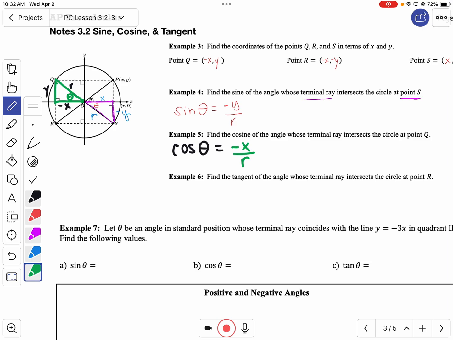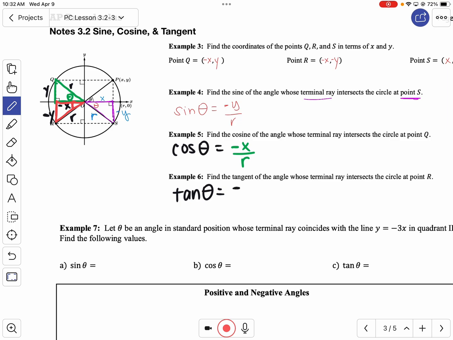All right, and then last one, we're talking about point R. I'm going to do it in red. My theta is there at the origin. This time I go a negative x and a negative y, and r is still r. So tangent at theta, opposite over adjacent, so negative y over negative x. What could I do with those negatives? Cancel them out, I get y over x. All right, what do we think about that?